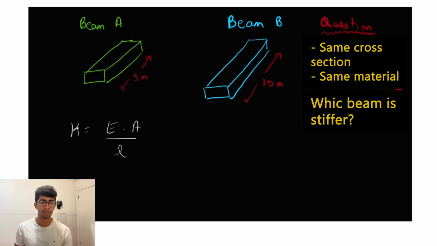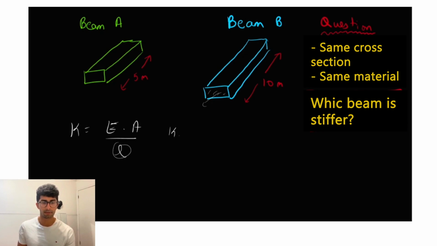So we know that K, your stiffness, equals your Young's modulus, which is dependent on the material, times A, your cross-sectional area, the area perpendicular to the force that's applied on it, divided by your length, as in this length here. So we can use this formula and solve for which beam would be stiffer than which one, and by how much too. Let's look at beam A stiffness.